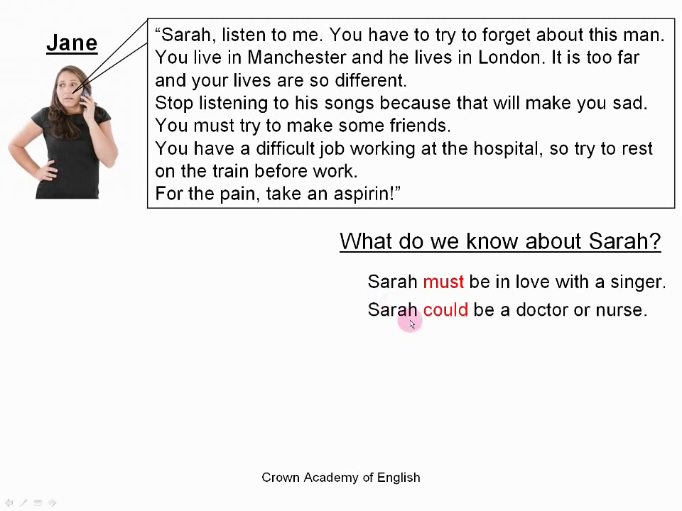Now, we can also say Sarah could be a doctor or nurse. Okay? So we say could. And this is because Jane says to Sarah, you have a difficult job working at the hospital. Okay, working at the hospital. So we cannot be sure that Sarah is a doctor or a nurse. We only know that she works at the hospital. So since we are not sure, we say could. Sarah could be a doctor or a nurse.